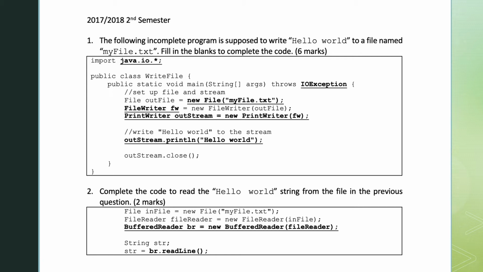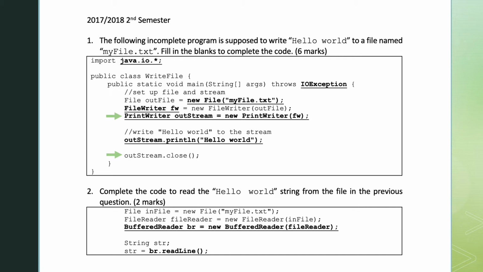The next line, we have public class WriteFile, and then public static void main String args throws IOException, right? Because we are using input output. Next line, it says here set up file and stream. So we would write File outFile equal new File, and the name of the file is myfile.txt. The next line, the hint is equal new FileWriter outFile. So in front of it, we would write FileWriter fw. You can call it whatever you want. In this example, I use fw.